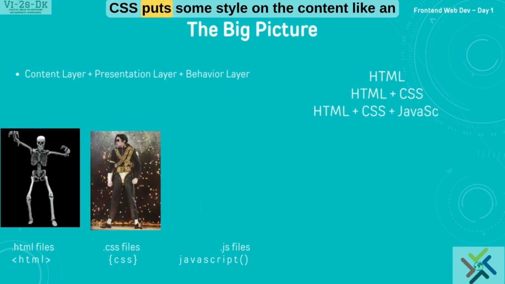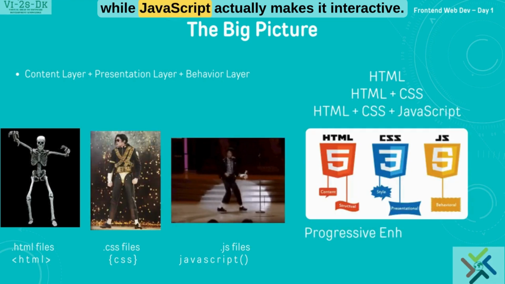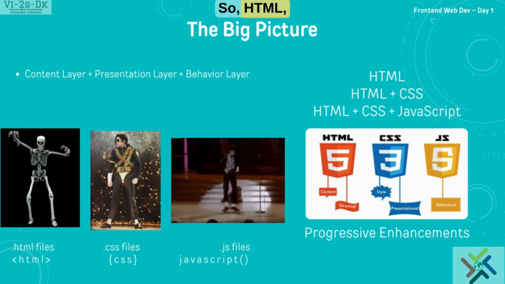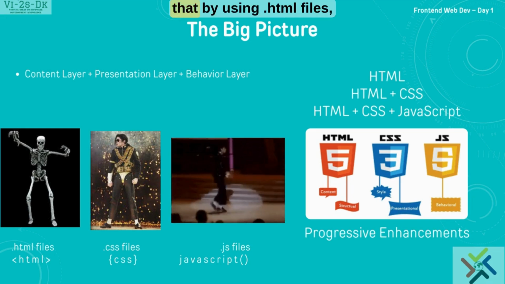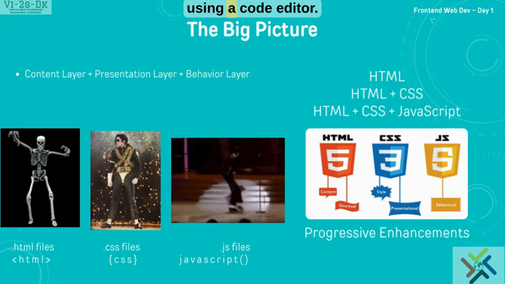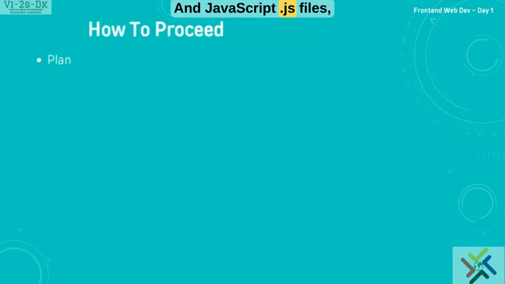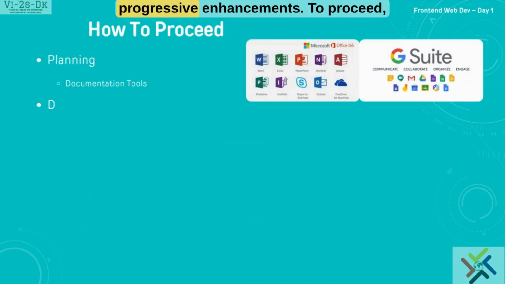Carrying on from there, the big picture entails us understanding that HTML creates the content like a skeleton, CSS puts some style on the content like an outfit, while JavaScript actually makes it interactive, putting some kind of behavior on there. So with HTML, you create that by using .html files in a code editor, CSS files still using that code editor, and JavaScript .js files, working still with the code editor to have progressive enhancements.